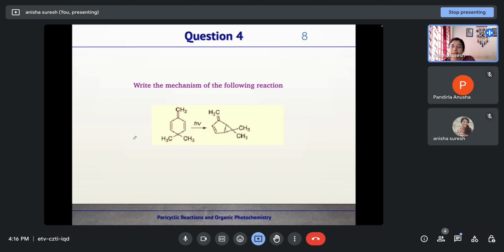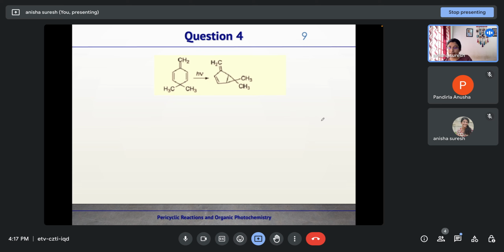Now coming to question number 4. Write the mechanism of the following reaction. This is also an example of di-pi-methane rearrangement. We can see two vinyl systems here, and a cyclopropane attached to a vinyl. So this is also an example of di-pi-methane rearrangement. Now let us see what mechanism will be taking place here.